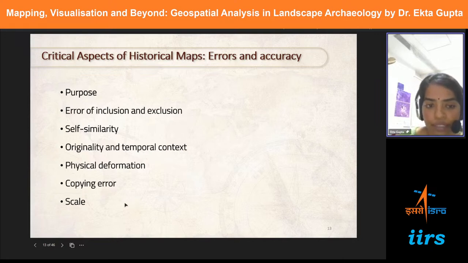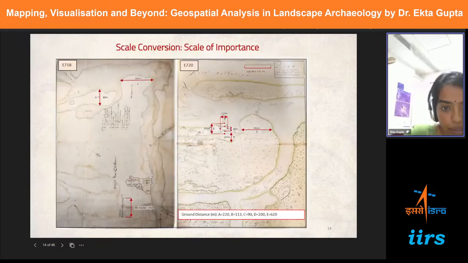And then physical deformation. If you remember the previous example where I showed the topo sheet, the map was not in good condition. So some inaccuracy was introduced because it was not kept well, or it was not in good shape. Then copying error: when copying from one map to another, people introduce human errors. And again, scale. I will tell you about scale in the later slides.